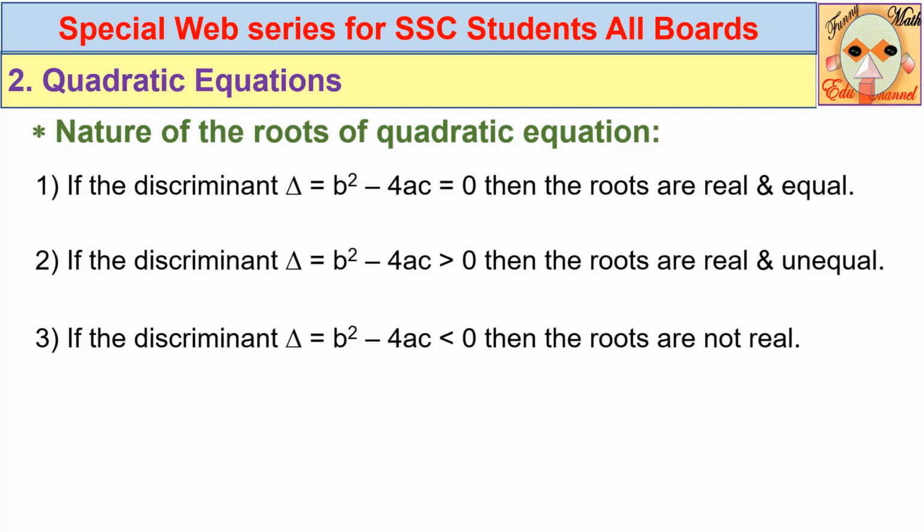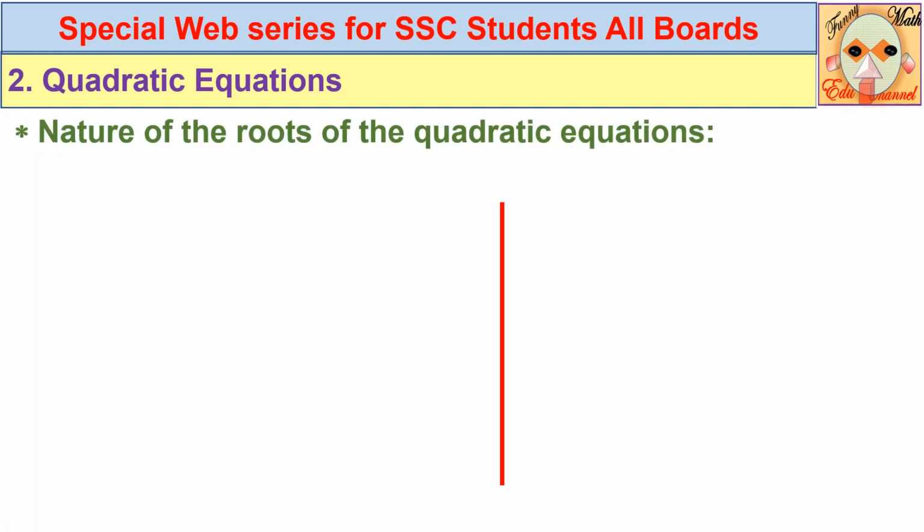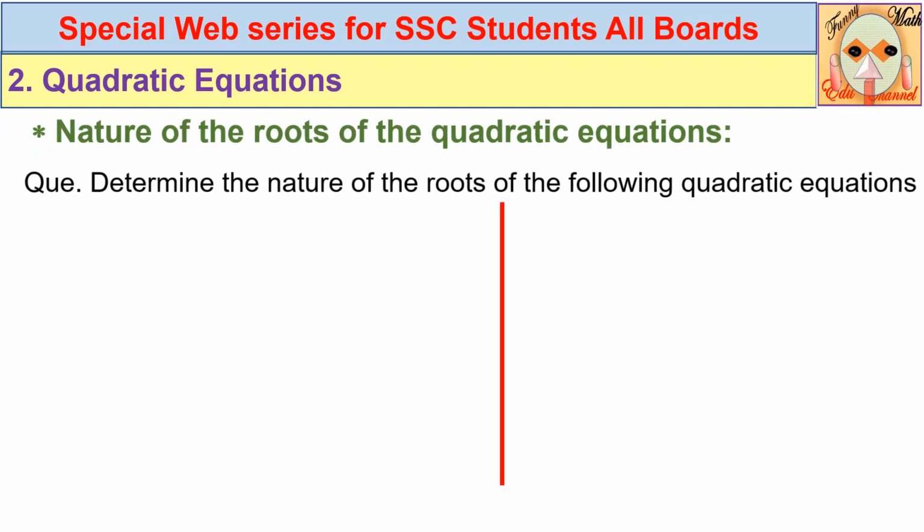These are the conclusions, that is, we can say the nature of the roots of the quadratic equation. You know that a quadratic equation always has a maximum of 2 roots, and whether those 2 roots are real, equal or unequal, or not real, we can determine by calculating the value of b square minus 4ac, that is the delta, and that is the concept that we are going to apply.